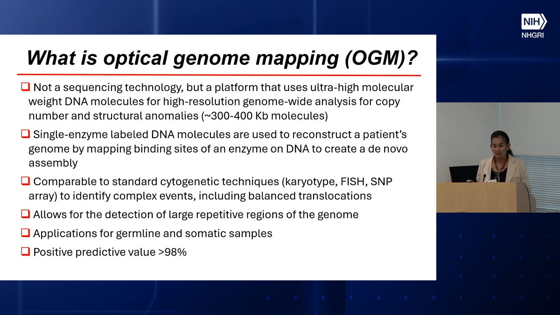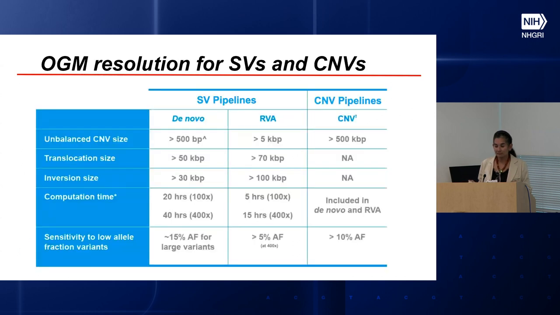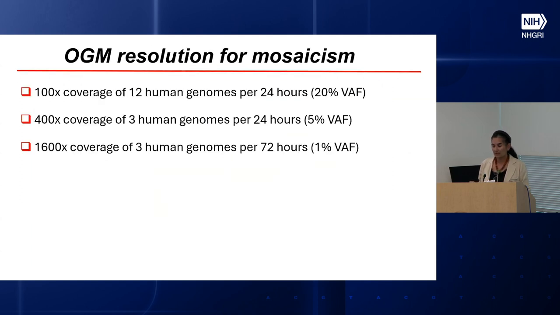But optical genome mapping is also helping us with mosaicism. And it's also getting to a very high resolution. So I can actually find CNVs, indels, or structural variants that are very small, what I could not before with a SNP array, for example. So that's another advantage of the optical genome mapping.